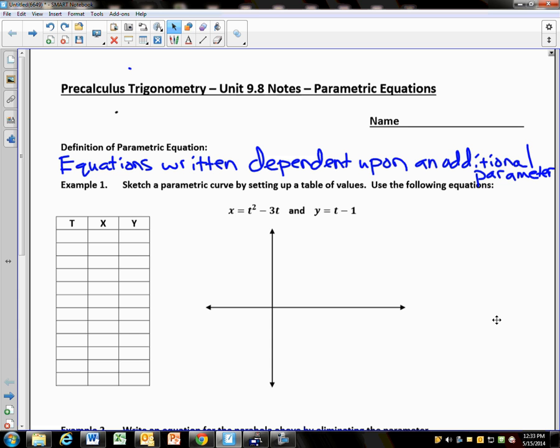A parameter is kind of like a variable. It's something that helps distinguish the values. Most commonly, the additional parameter is referred to as time.